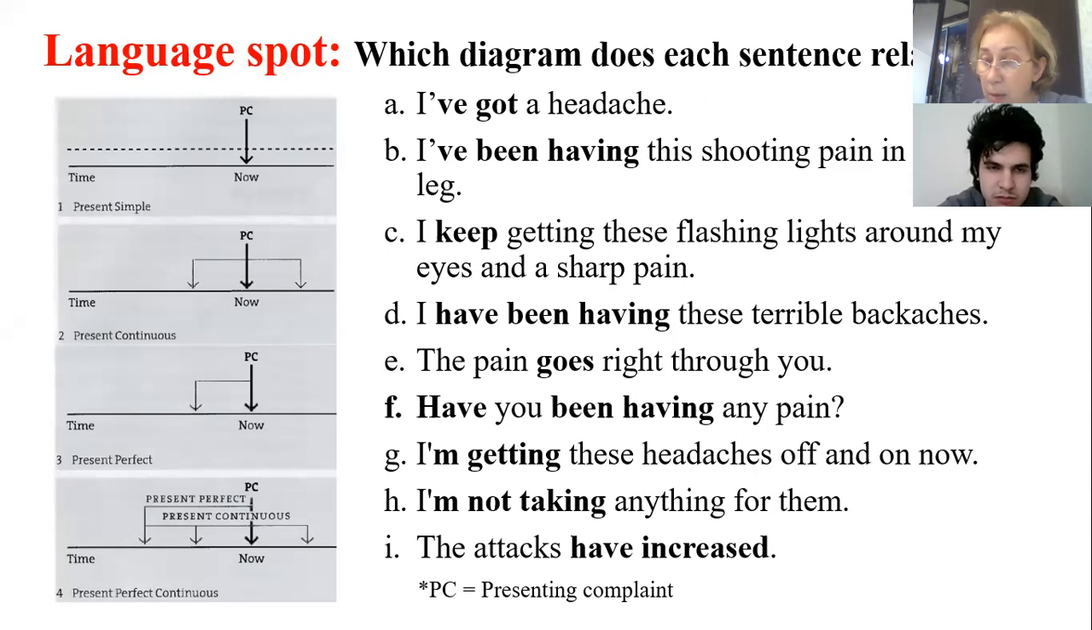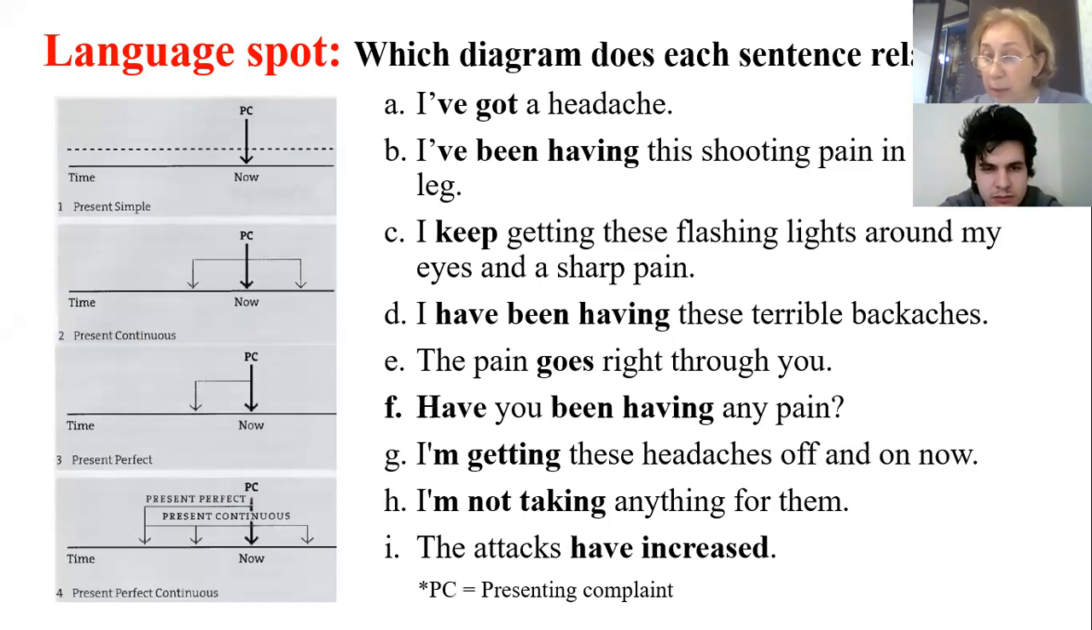Dilara is not with us. Bire? Yes. Dilara? Yes. Sentence C. Sentence C, I keep getting these flashing lights around my eyes and a sharp pain. Keep. Which tense is it? Continuous. No. This is present simple, so the basic form of the verb, present simple, right?